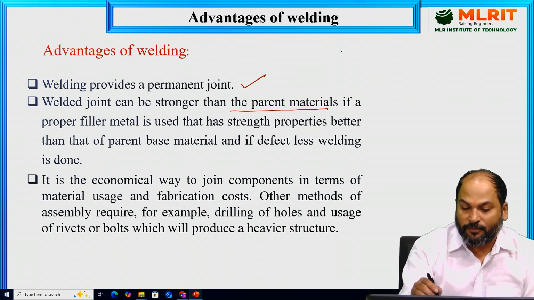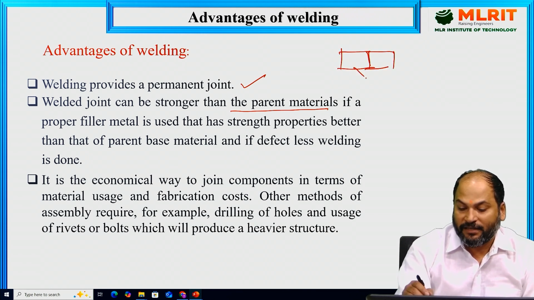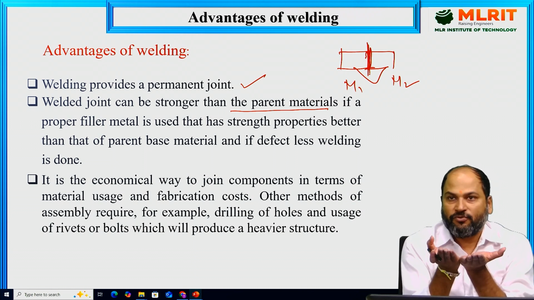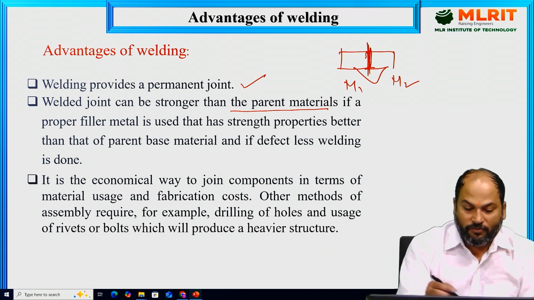Parent metal means, suppose I have to join these two parts, and these are mild steel blocks. If I write this one M1 and this one M2, and I have to join them through a butt joint, edge to edge, what is the meaning of this?